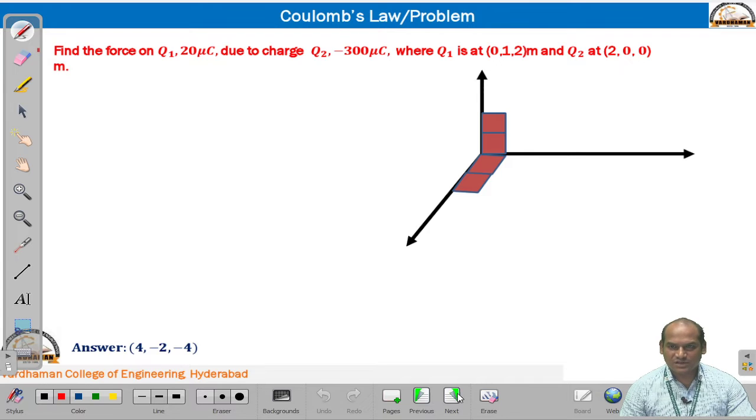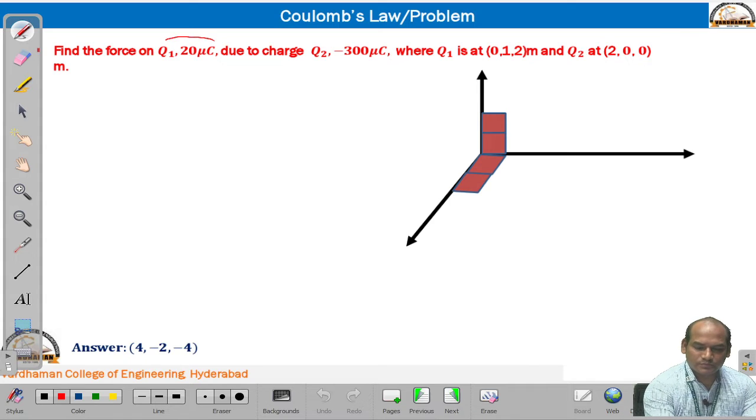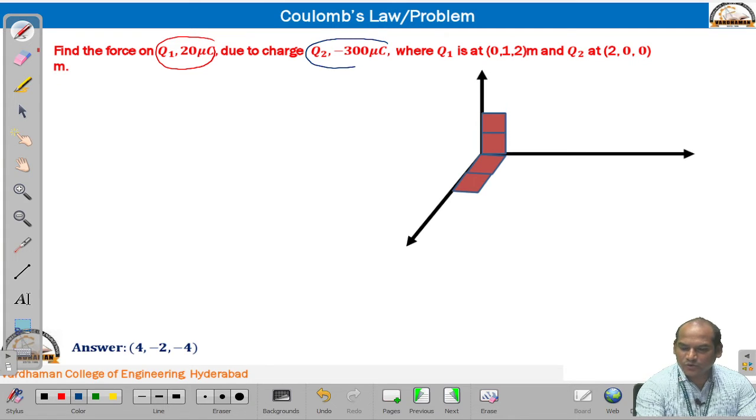Now, we will see another problem. Find the force on Q1, that is 20 microcoulomb, due to the charge Q2, minus 300 microcoulomb, where Q1 is located at (0, 1, 2) and Q2 is located at (2, 0, 0).